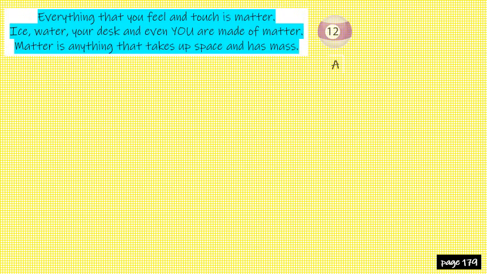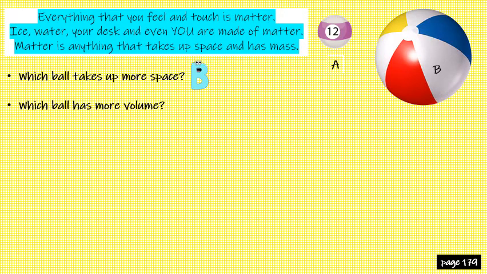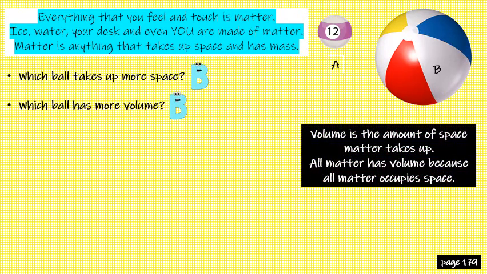Let's take a look at these 2 balls. We have 2 balls with different sizes, ball A and ball B. Which ball takes up more space? Which one is bigger? It's ball B. Good job. So ball B is taking more space than ball A. Which one has more volume? It's again ball B. Perfect. Ball B is taking up more space, which means that ball B has more volume, since volume is the amount of space that an object takes up, right?